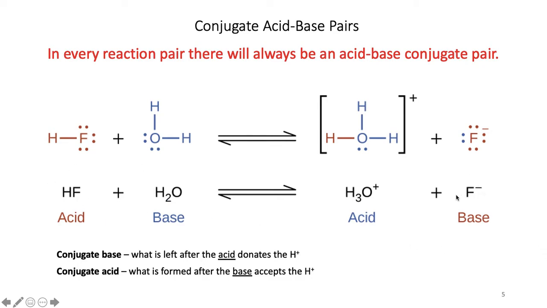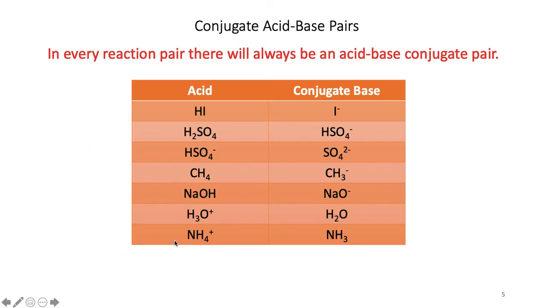What do I mean by that? This is my base on the product side, and it is paired with the acid on the reactant side. Those two are a pair. This is my acid on the product side, and it's paired with a base on my reactant side. So these two are an acid-base pair. Therefore, we have two acid-base pairs: the original acid with the conjugate base on the product side, and the original base with the conjugate acid on the product side. Let's look at some examples here.